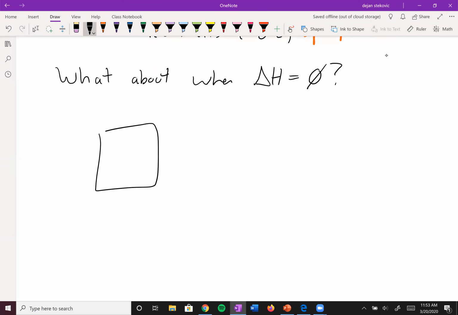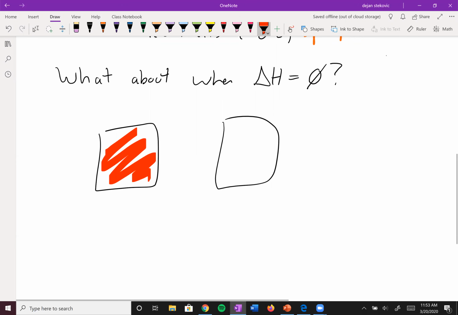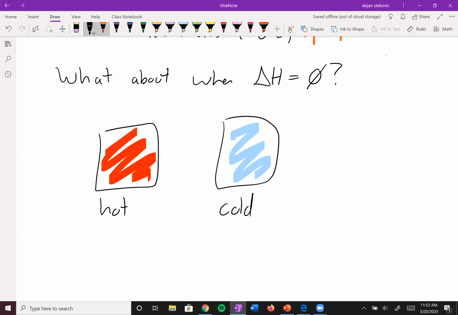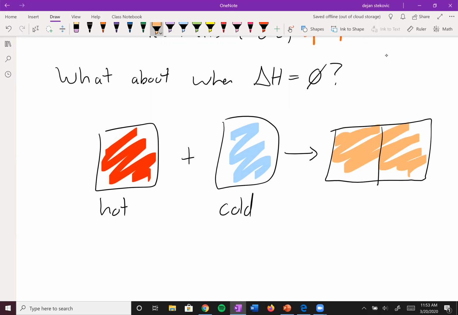So for example, if we have a hot block and a cold block, so we'll call this hot, we'll call this cold, and they're in some kind of vacuum where they're going to exchange heat, but no other heat is going to be lost to the environment. So what we'd end up with is some kind of temperature in between.